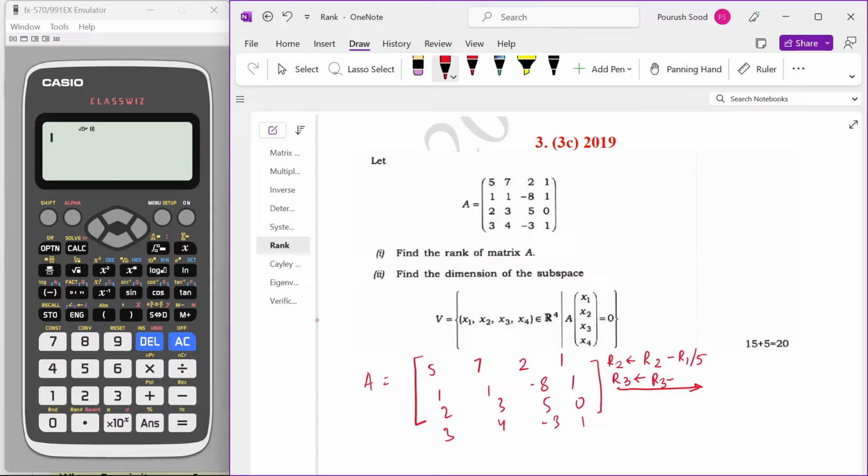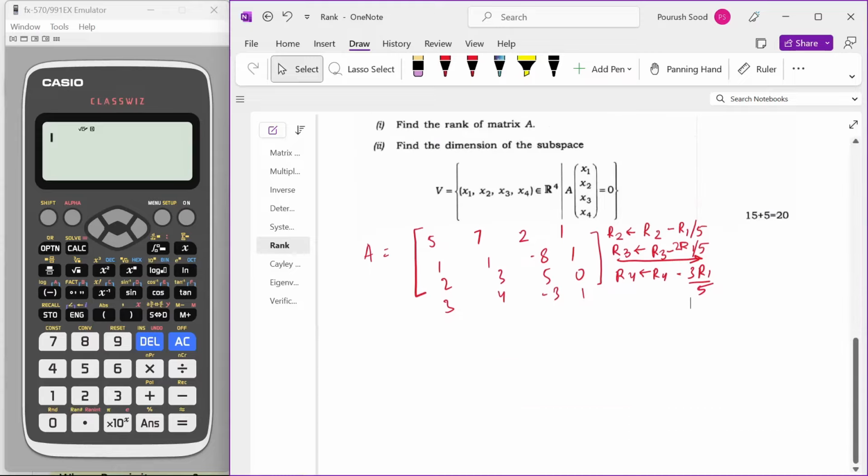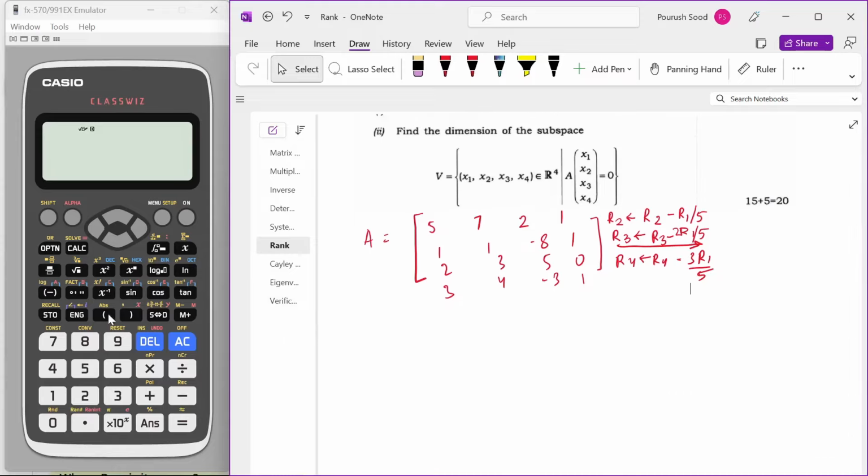So what will this become? R3 minus 2R1 by 5, and R4 becomes R4 minus 3R1 by 5. So now calculating this by yourself becomes very tedious. So what I'll show you, we're going to use the solve method of the calculator here. So let R2 be A and R1 be B.